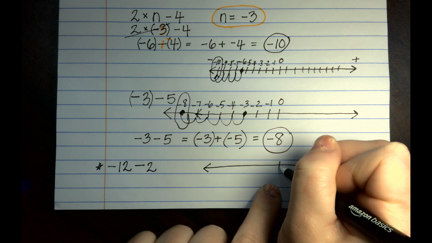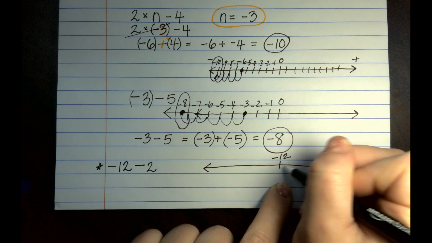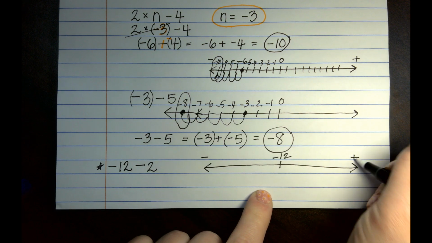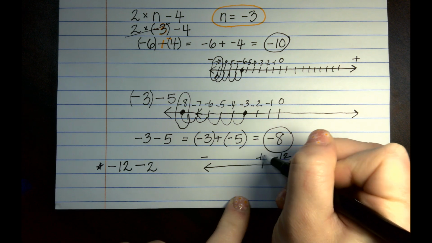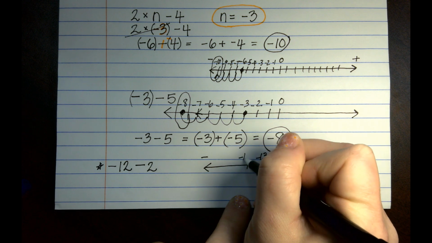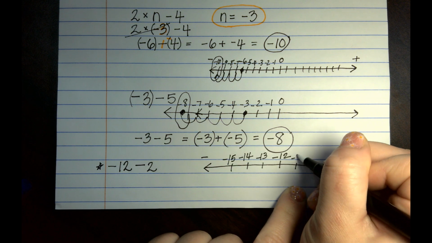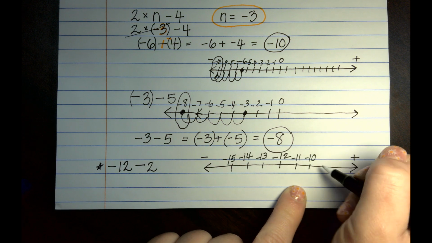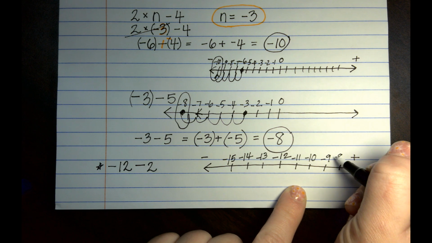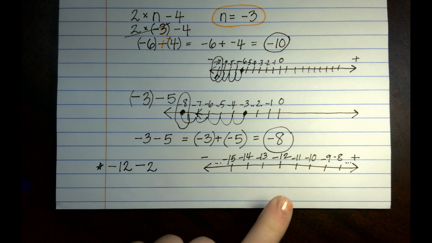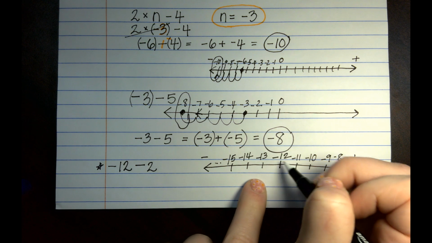Yes. So here, let's start. Our starting point is negative 12. Remember, as numbers get smaller, the negatives go negative 13, negative 14, negative 15, negative 11, negative 10, negative 9, negative 8, and then it would keep going in both directions. So negative 12 minus 2. Let's start at negative 12.